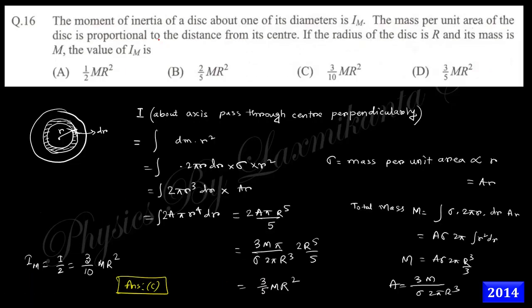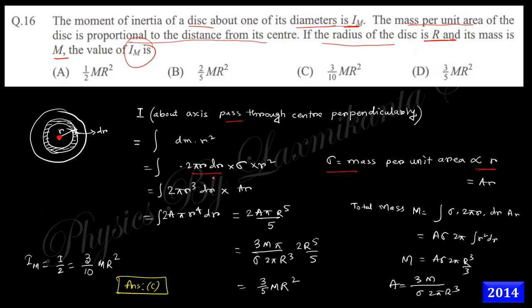The next question says the moment of inertia of a disk about a diameter is Im. The mass per unit area of the disk is proportional to the distance from its center. If the radius of the disk is r and its mass is m, then what is the value of Im? So I about the axis passing through the center and perpendicular to this plane is the integral of dm into r square. dm is the mass of the strip. So the mass of the strip is nothing but 2 pi r dr into sigma, times r square.